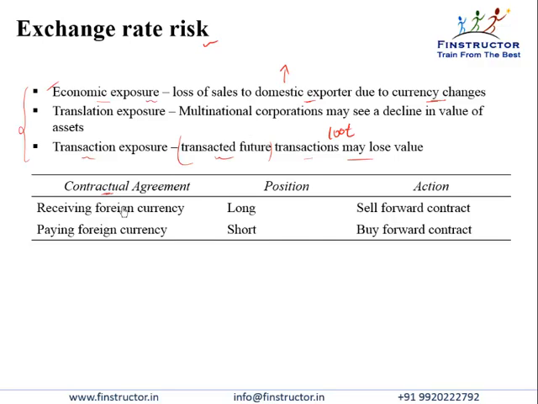So if I'm contractually receiving the foreign currency, then I will be said to be long in the foreign currency. If I'm long in the foreign currency, I should short a forward contract. If I'm paying foreign currency, or if I have contracted to pay somebody 100 pounds, then I'm short the pound. To hedge my risk or to hedge the fluctuation in value, I should long a forward contract or buy the foreign currency in the forward. We'll study in more detail with examples.